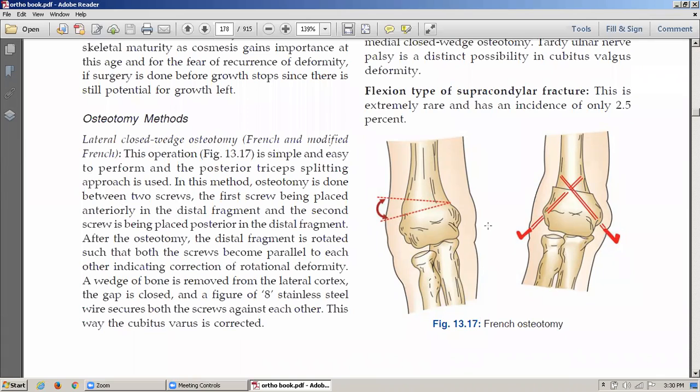So this is a French osteotomy, and this is how the osteotomy is done. This operation is simple and easy to perform. The posterior triceps splitting approach is used, and in this method the osteotomy is done between two screws. The first screw is placed anteriorly in the distal fragment and the second screw is placed posteriorly in the distal fragment.